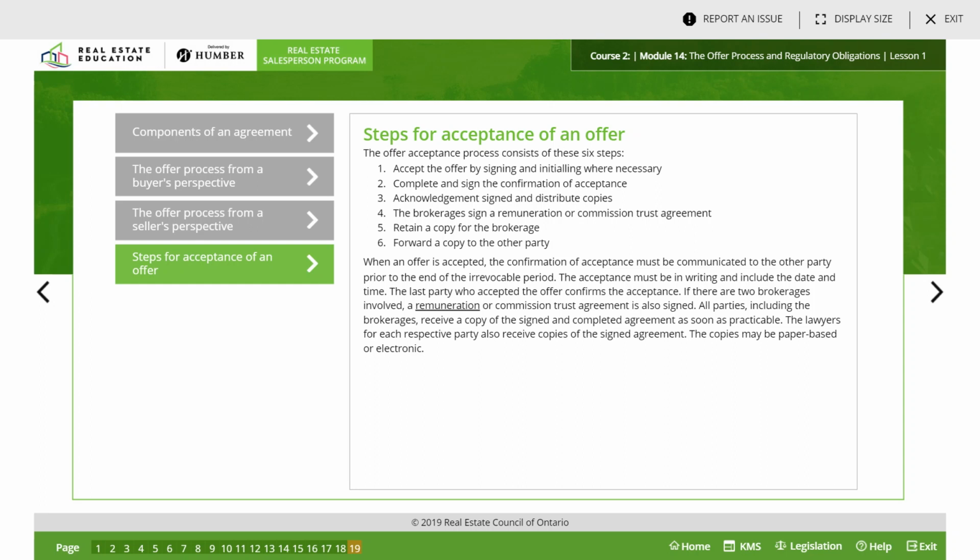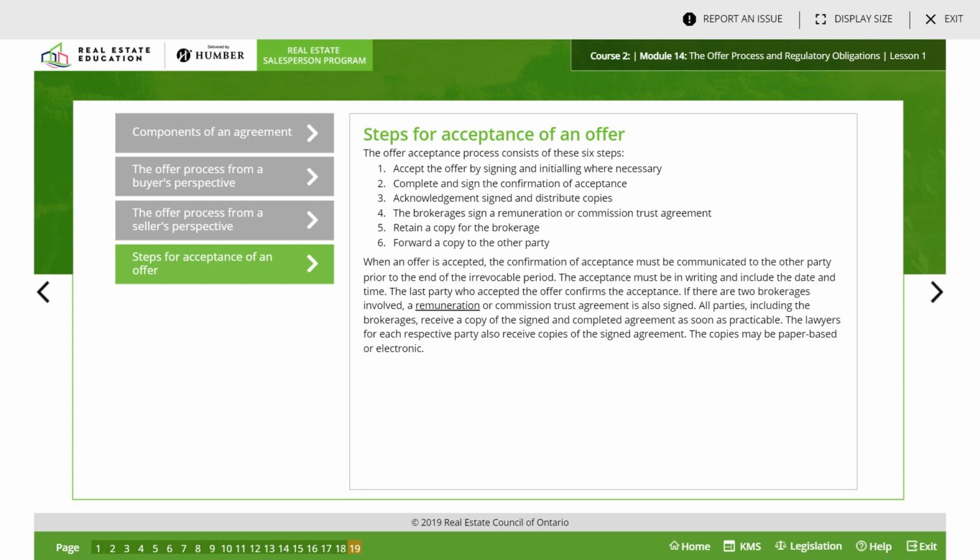When an offer is accepted, the confirmation of acceptance must be communicated to the other party prior to the end of the irrevocable period. The acceptance must be in writing and include the date and time. The last party who accepts the offer confirms the acceptance. If there are 2 brokerages involved, a remuneration or commission trust agreement is also signed. All parties, including the brokerages, receive a copy of the signed and completed agreement as soon as practicable.